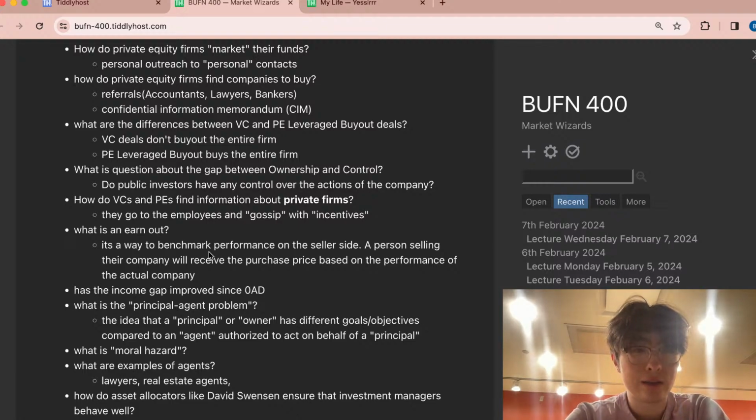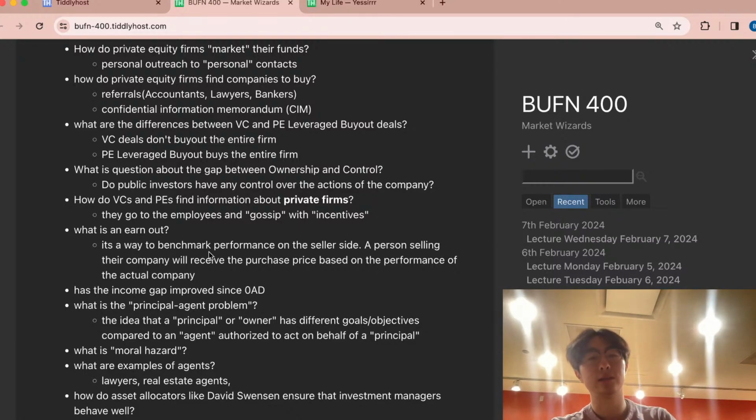There's also this idea of a confidential information memorandum. I think it's called a CIM. This is more within the space of investment bankers. I believe sell-side investment bankers are the ones receiving the CIMs so that they can look at different target firms that are looking to exit or looking to be bought. To double check on that, what are the differences between VC and PE leveraged buyouts?